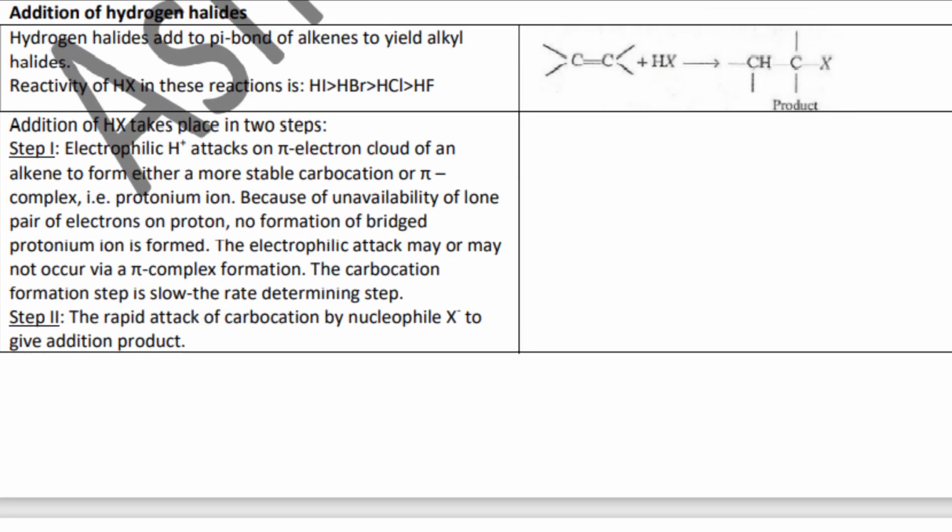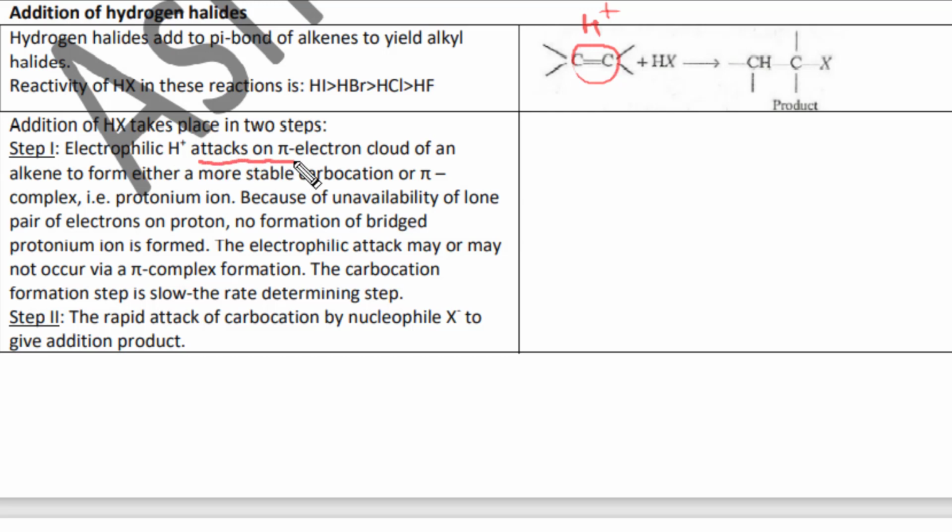Now we come to the mechanism of the addition of HX to double bond. So here there is a difference. In case of Br2, Br2 was getting polarized into Br plus and Br minus. HX is already polarized. It is H plus and X minus. So H plus is going to get attracted towards the double bond. So H plus is bound to come near to this one.